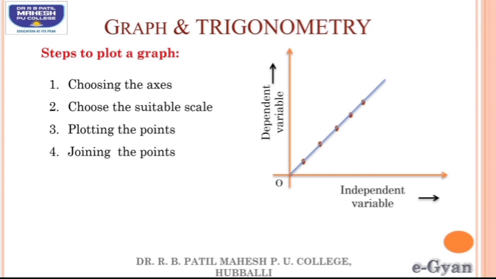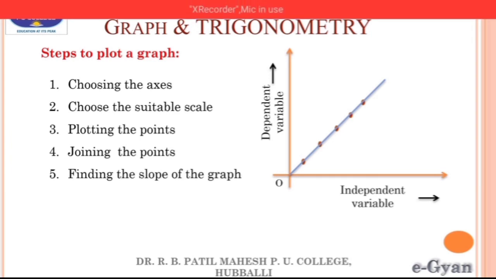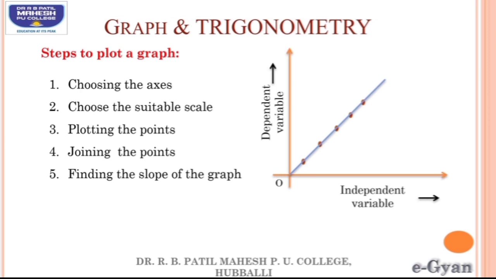Fifth step, finding the slope of the graph. Draw a triangle to the line, and that triangle is named ABC. Here one side of this triangle is perpendicular to the x-axis and the other side of the triangle is perpendicular to the y-axis, and the third side will lie on this straight line.